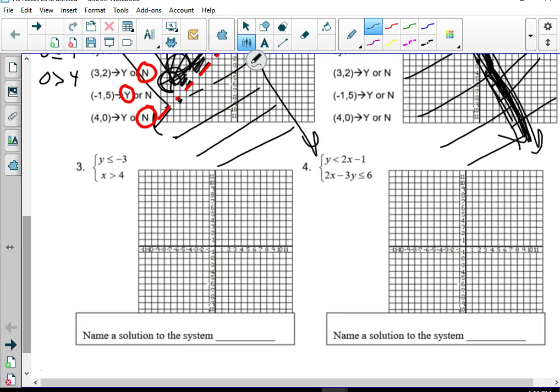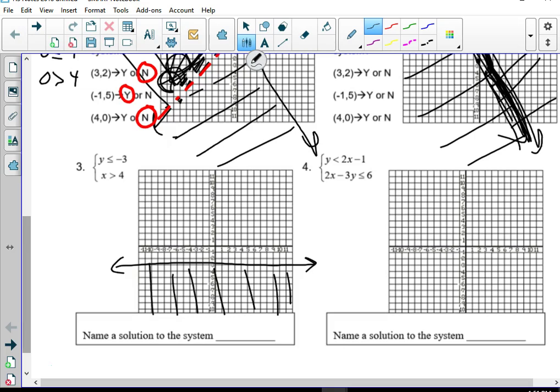Okay, this is a very easy one. Y is less than or equal to negative 3. So that's just going to be a solid line down here. Okay? And there's no testing a point. Less than is where? Above or below? Below.